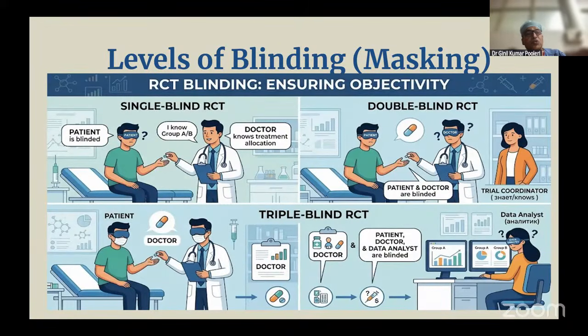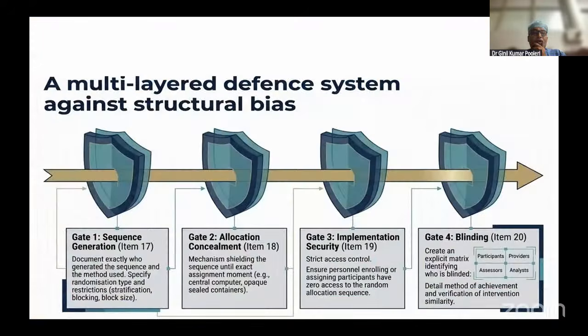Then you blind the patients. Single blind means only the patient does not know who is having the treatment. The doctor will know. In double blind, only the trial coordinator or a third person, probably a statistician in your group, is the only one who knows, and the doctor and the patient don't know what treatment is given. In triple blind, even the trial coordinator does not know. Usually it is a double blind study we have.